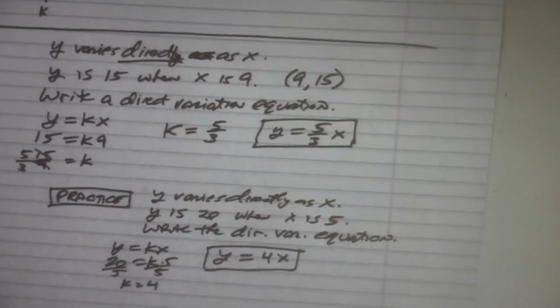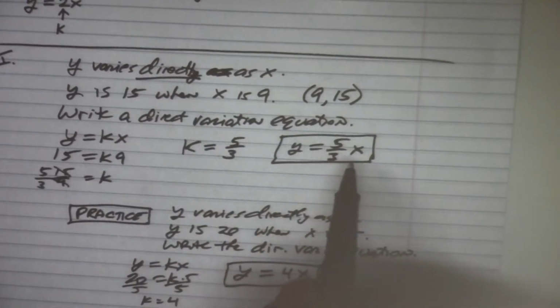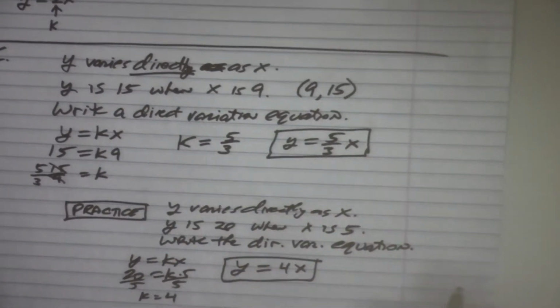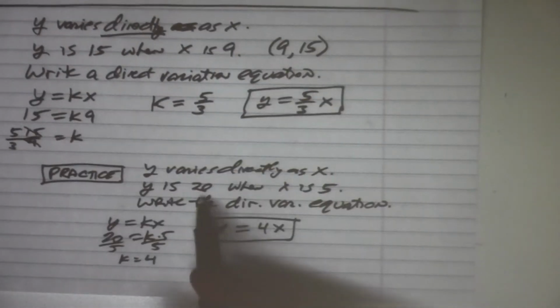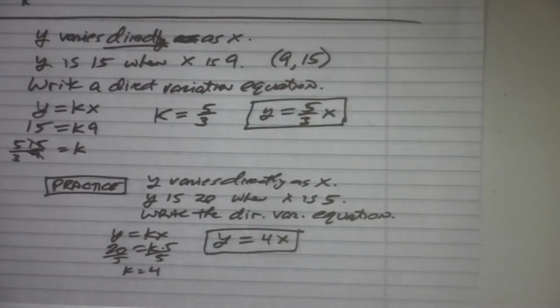So now let's do this with a different thing. Here, I know it's 15 and 9 gives me 5 over 3 for the k, and it gives me that equation. 20 and 5 gives me a 4 for this, but I put it in the correct format for that. So now we're going to look at a slightly different type of this. Part 3. This is still section 3.4.